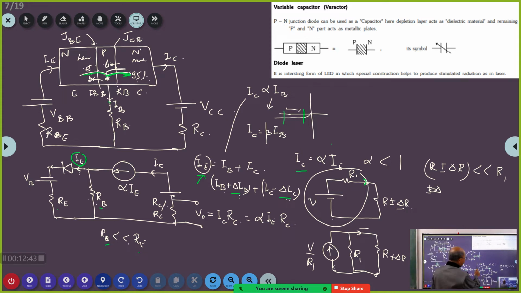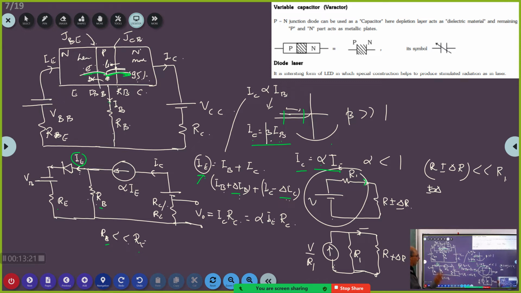Here I have written IC is equal to alpha times IE, some constant. Now I will relate alpha and beta. These are all important constants. Did you appreciate this? Now here you see, beta is very much larger than 1. What does it mean? A small change in IB will reflect as a large change in IC. Agreed?